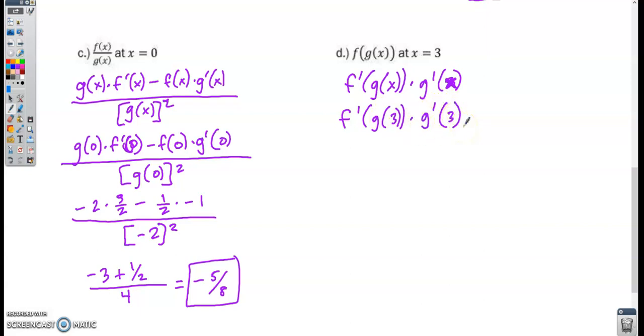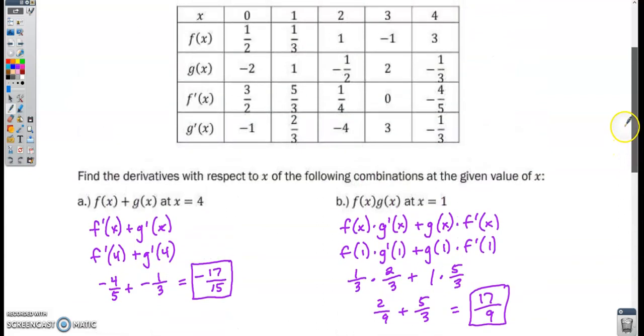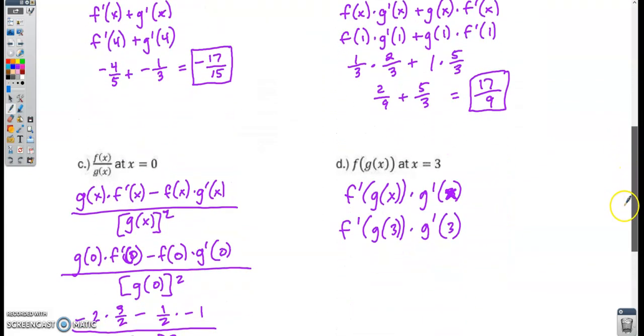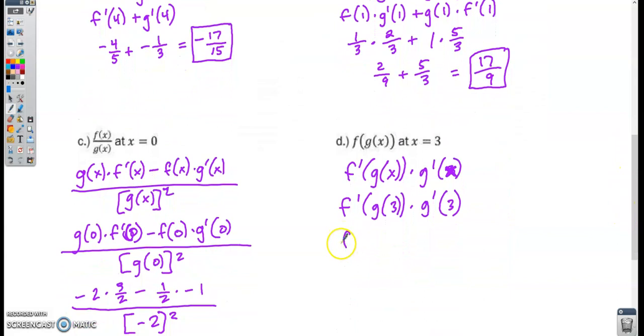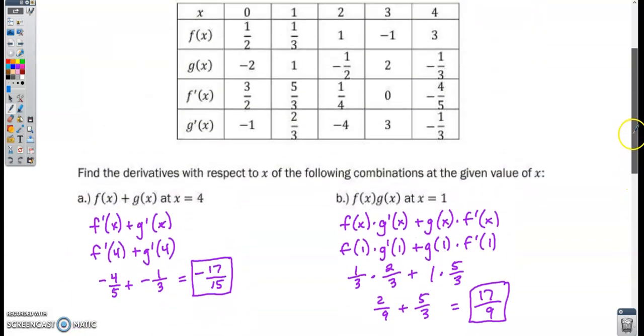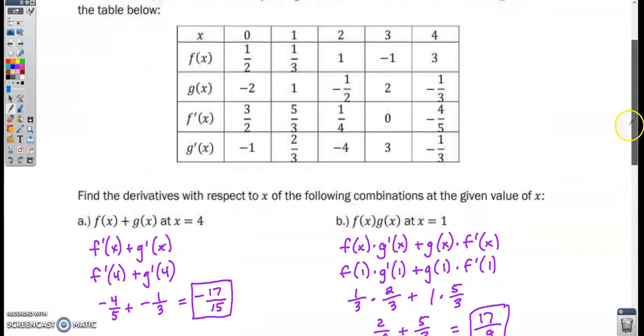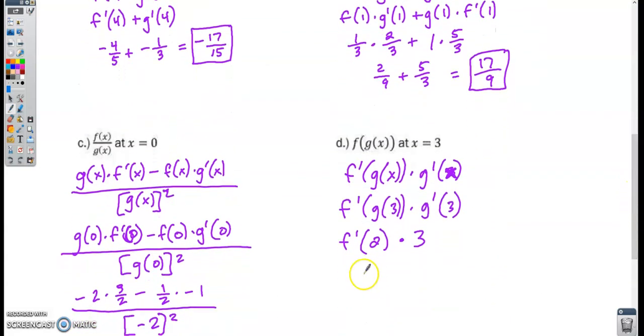And we're going to go look up g of 3 and g prime of 3. g of 3 is 2 and g prime of 3 is 3. And now that I put that 2 in there for g of 3, now I need f prime of 2. So let's go look for that. f prime of 2 is 1/4. And so this turns into 1/4 times 3. And so the value of my derivative of f of g of x at x equals 3 is 3/4.